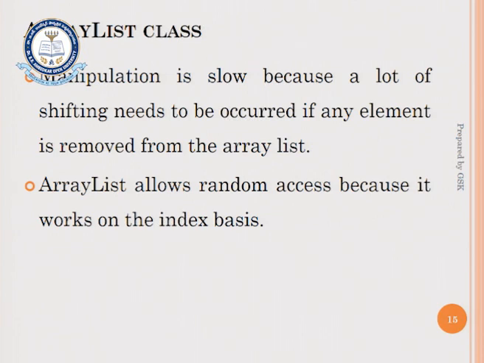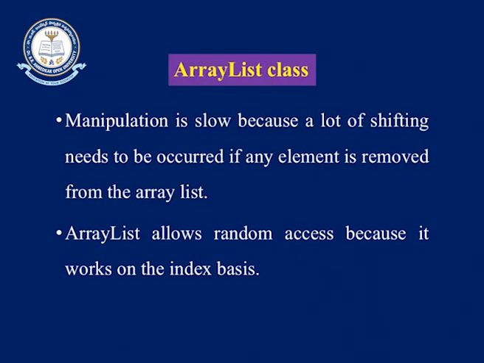Manipulation is slow in the ArrayList because a lot of shifting needs to occur if any element is removed from the ArrayList. For example, I have 5 elements and I want to remove the third element. So, you need to shuffle all the remaining elements, you need to set the order of the remaining elements. For that you need to do multiple shiftings, that takes much time. That is why manipulation takes more time, to shift the elements from one place to another place.